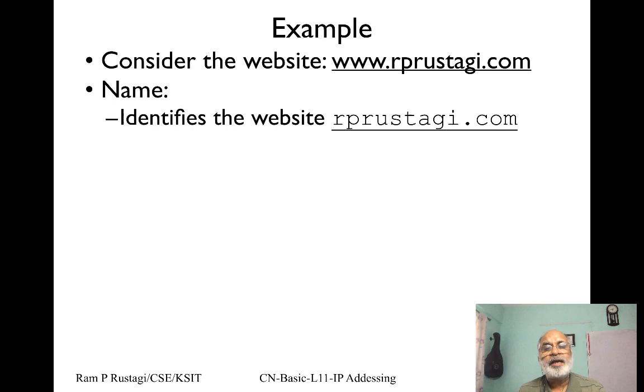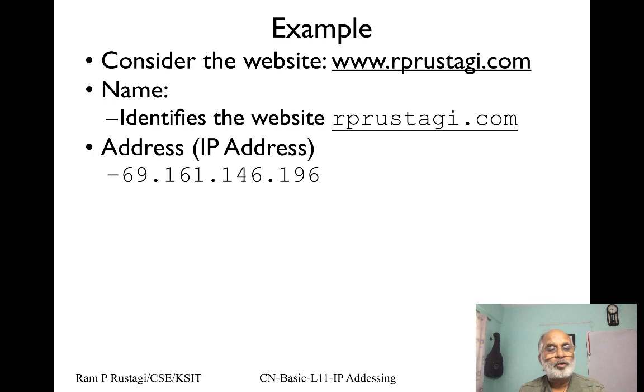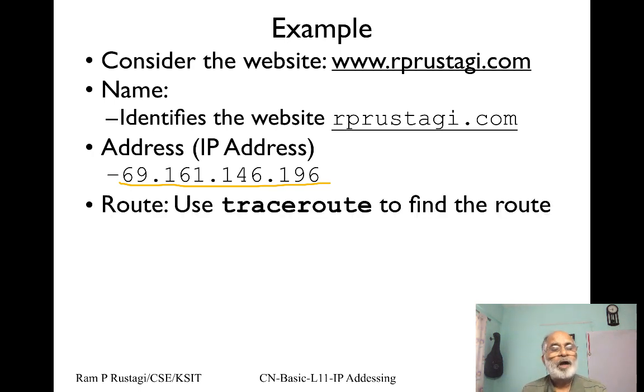My website name is www.rprustagi.com, or you can say rprustagi.com. Its IP address is 69.161.146.196. We'll get into the details of what the format is, how we write it, and how we convert it. We'll get into all those details. And then, to route, how to reach this site.